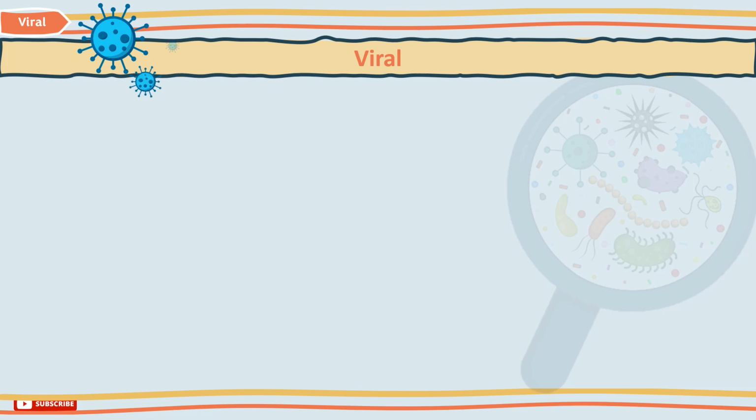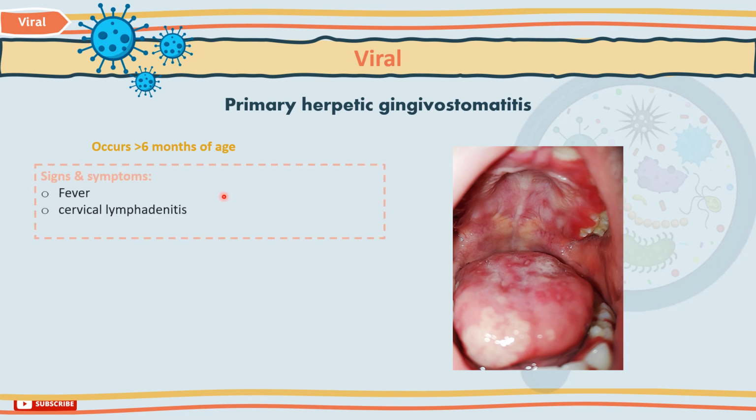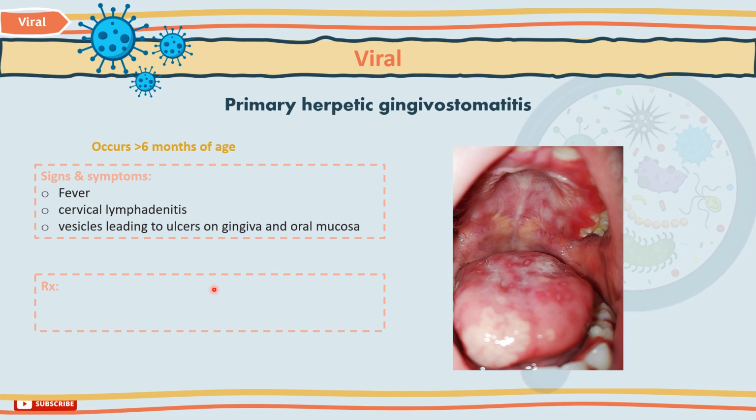Starting with viral infections. Primary herpetic gingival stomatitis. Usually it occurs older than 6 months of age. Signs and symptoms: fever, cervical lymphadenitis, and the presence of vesicles leading to ulcers on gingiva and oral mucosa. Treatment: you should advise the patient to be on soft diet with plenty of fluids, and it is usually self-limiting. Note that it is more common in primary school age children.